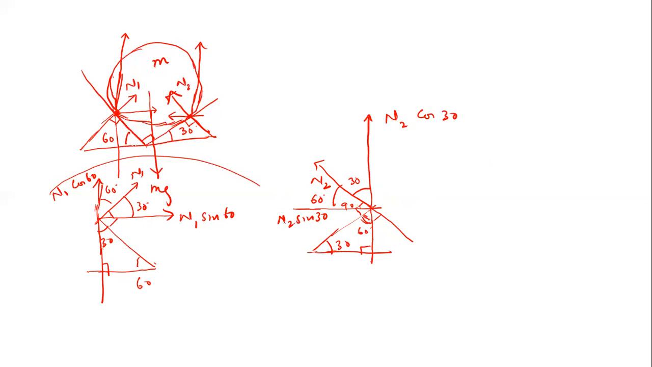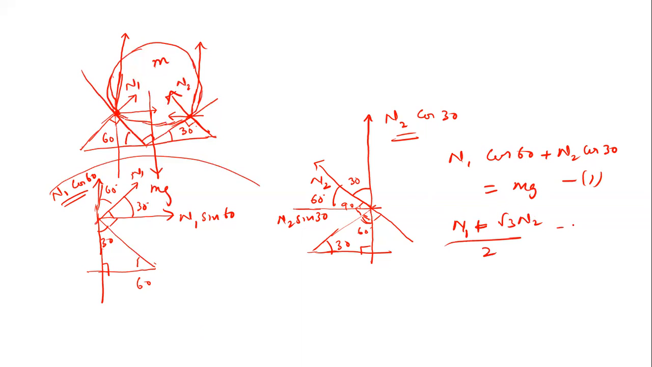Now you see there are two forces acting on the boulder. What are the forces? Upward forces. Upward forces are N1 cos 60 due to this plus N2 cos 30, which should be equal to mg. We have got the first force equation. You can substitute the values. This will be 1 by 2, this will be root 3 by 2. Thus you will be getting N1 plus root 3 N2 divided by 2 is equal to mg. This will be your first equation.